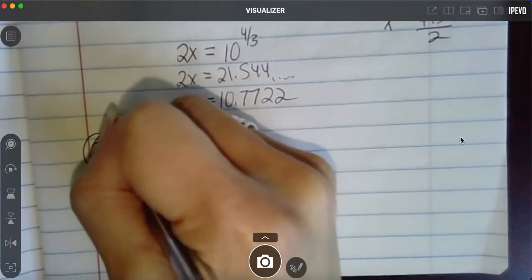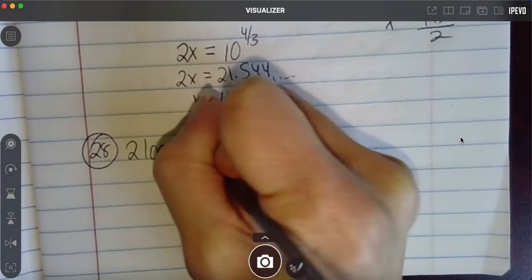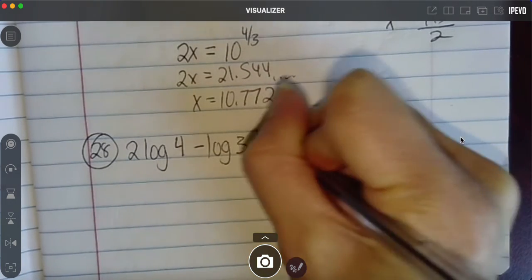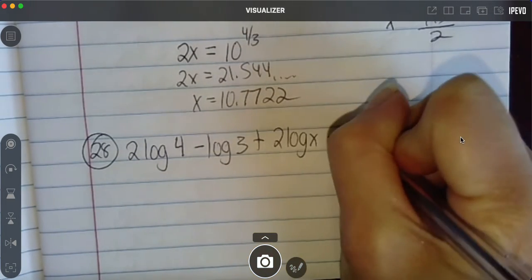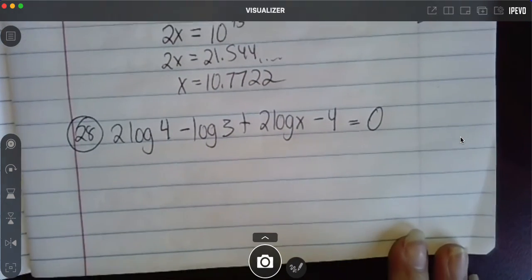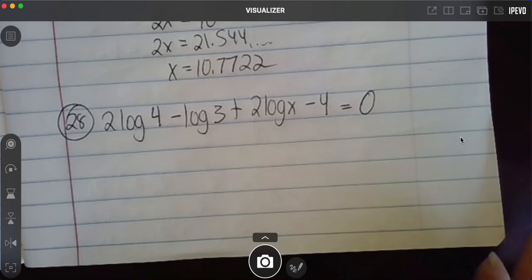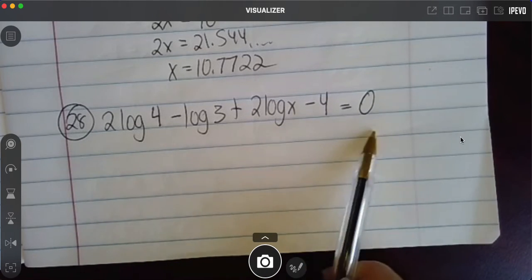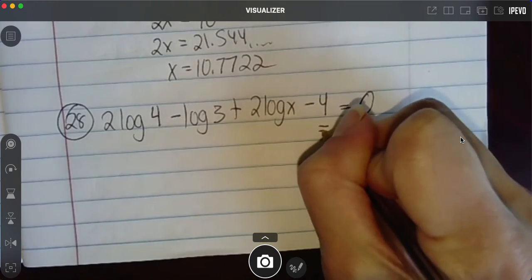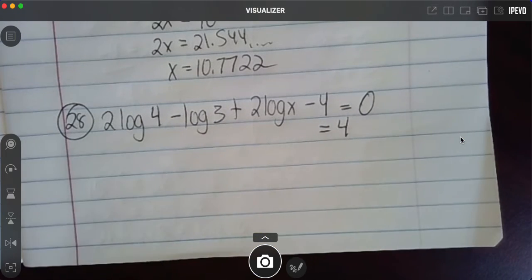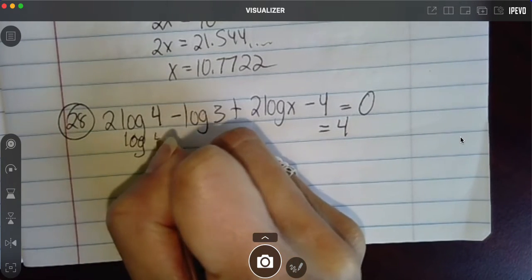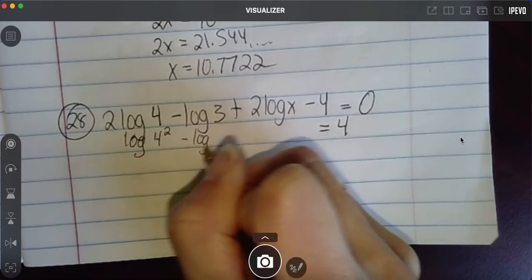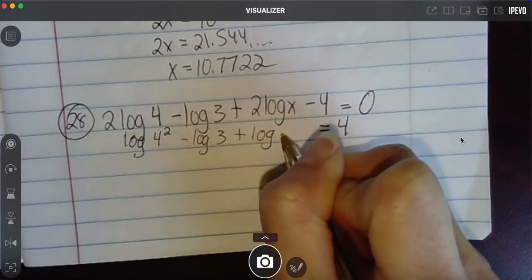2 log 4 minus log 3 plus 2 log x minus 4 equals 0. So I need to write all these logs as 1, right? I need to combine all these logs, but what would I do with that minus 4? I just move it to the other side, so that's going to say equals 4. Now, how do I write all these logs together? Let's just do the exponent. Log of 4 squared, a log of 3, and a log of x squared.